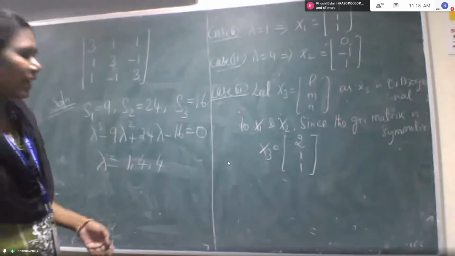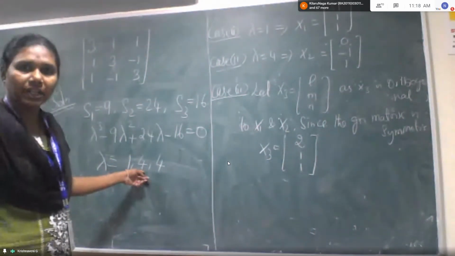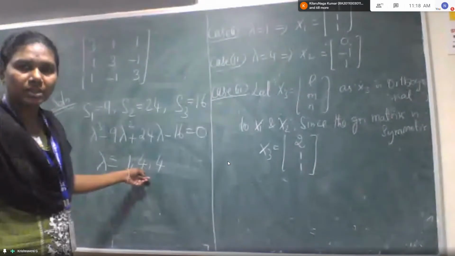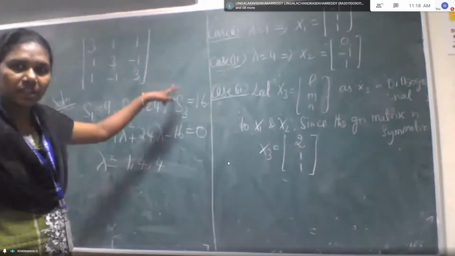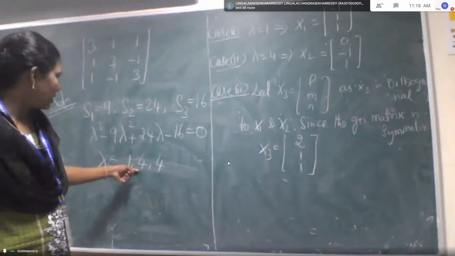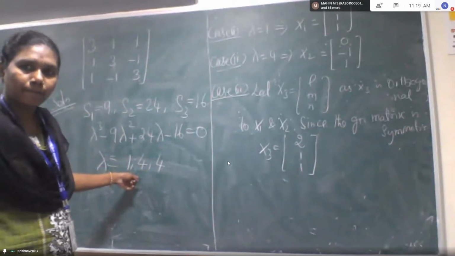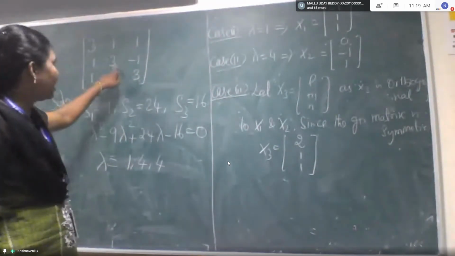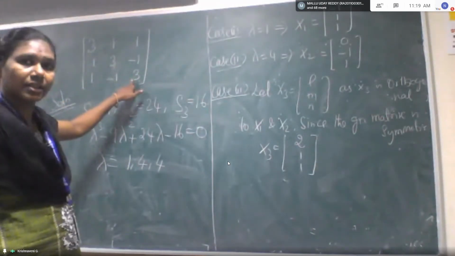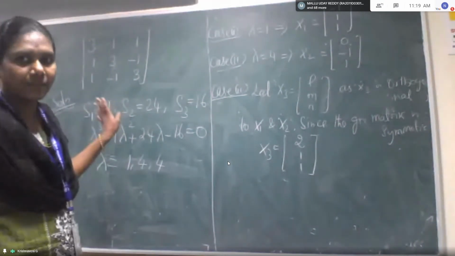See guys, we can check our eigenvalues also, right or wrong. I told you, the sum of the eigenvalues equals the sum of the main diagonal elements. Sum of the eigenvalues is 9. Sum of the main diagonal elements, 3 plus 3 plus 3, is 9. Eigenvalues are correct.